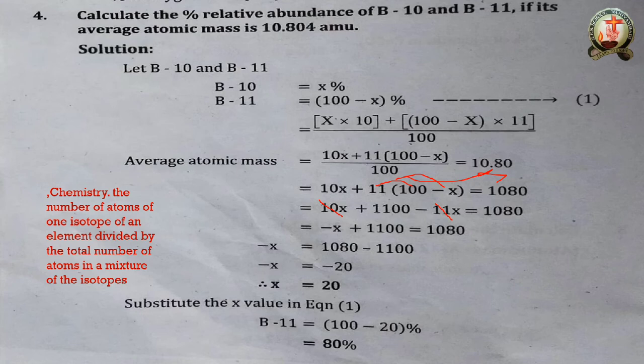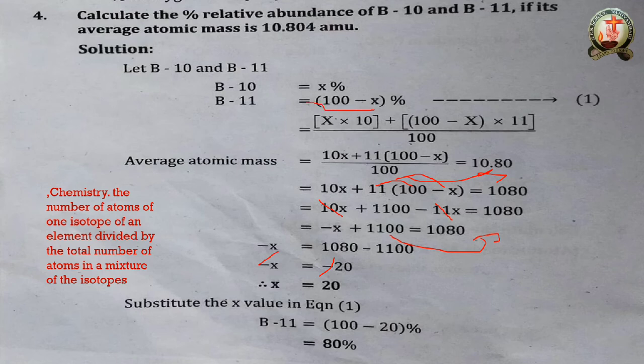This coming under this section, what happening? That minus 1080, minus 1100. Finally we get 20. This minus gets cancelled. So now we are going to see this calculation.